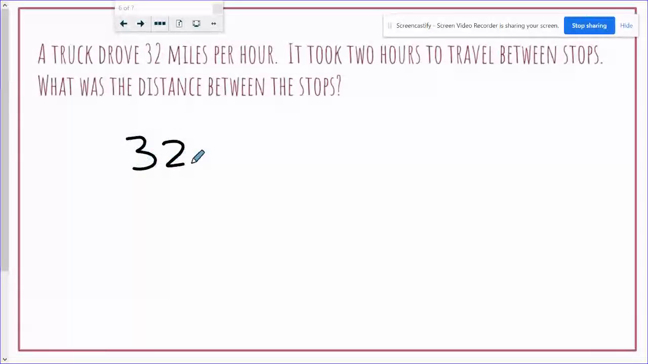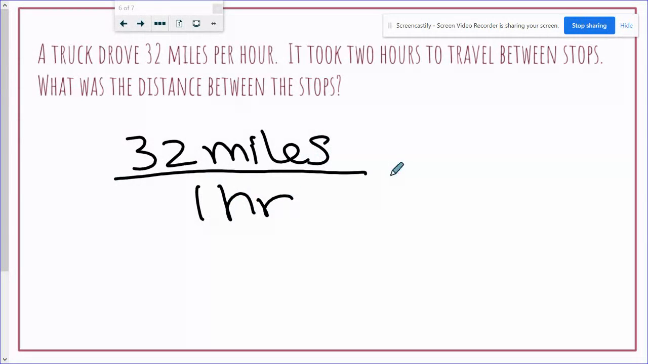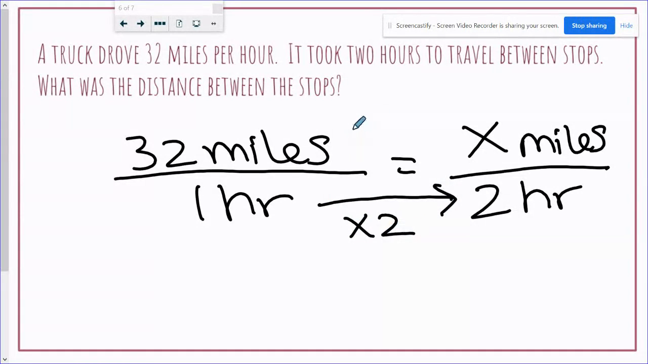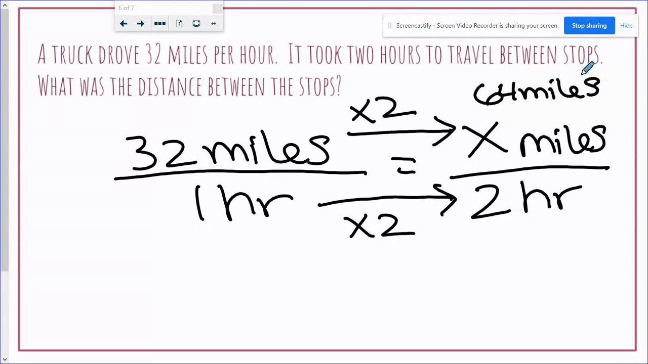A truck drove 32 miles per hour, 32 miles in 1 hour. It took 2 hours to travel between the stops. So the time that we want is 2 hours. What is the distance between the stops? To go from 1 hour to 2 hours, we multiply by 2. To go from 32 miles, we will also multiply by 2. If we multiply the hours by 2, we also need to multiply the miles by 2. 32 times 2 would be 64 miles.